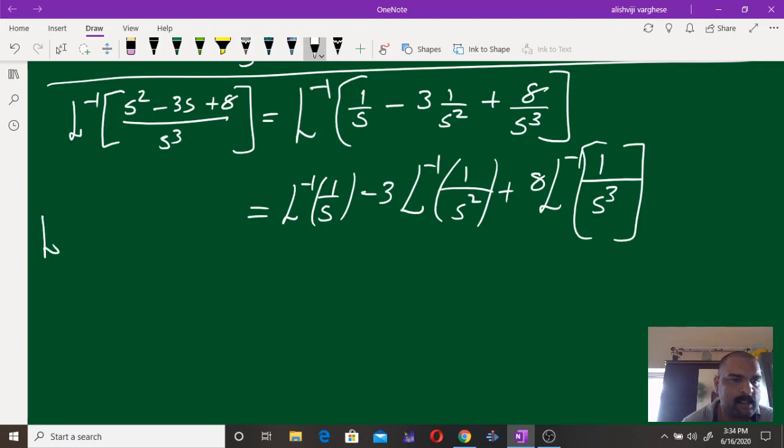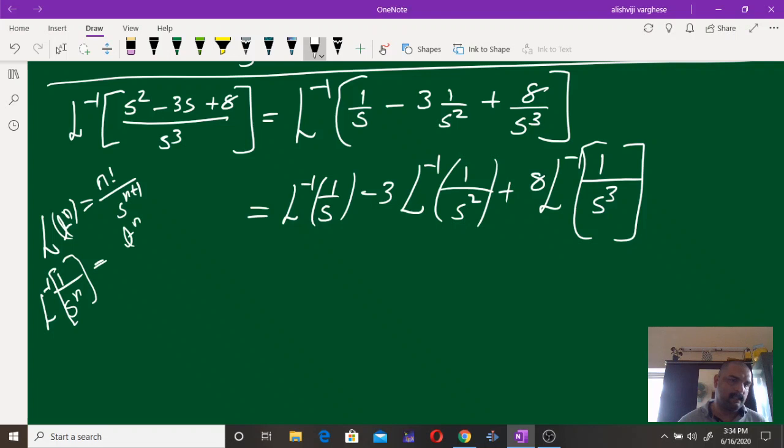Now, what we have is the Laplace transform of t raised to n is equal to n factorial divided by s raised to n plus 1. And from this general expression, we have L inverse of 1 by s raised to n is equal to t raised to n minus 1 divided by (n minus 1) factorial. So using this result, we can find the inverse transforms here. Anyway, we know that 1 by s is the Laplace transform of 1.